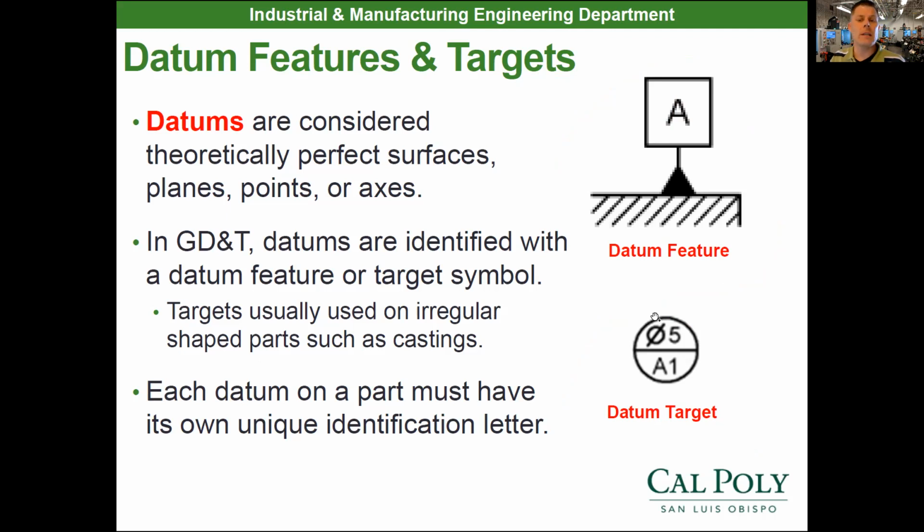If I'm not using a datum for a GD&T callout, I don't put a datum feature or target on my part. I have to call out a datum in a GD&T callout if I'm going to have it on my part. Otherwise, why have it?